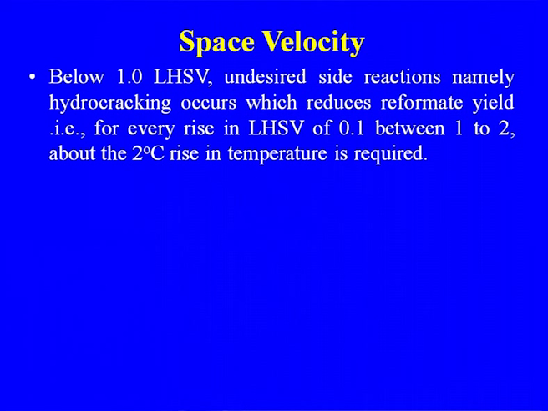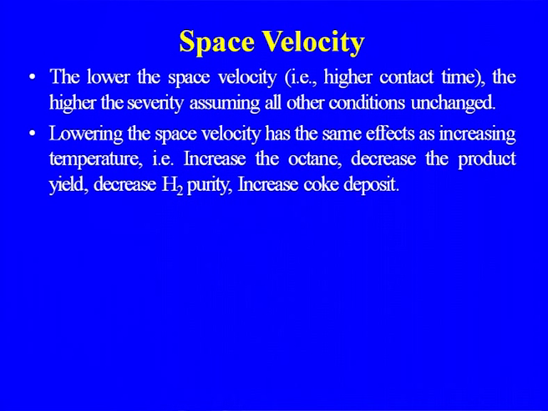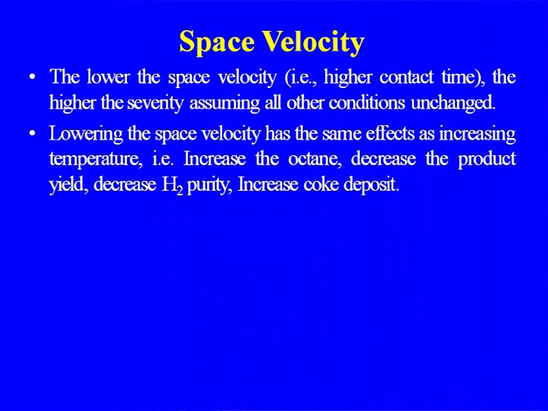Below 1.0 LHSV, an undesired side reaction, namely hydrocracking, occurs, which reduces the reformer yield. For every rise in the LHSV of 0.1 between 1 to 2, about a 2 degree centigrade rise in temperature is required. The lower the space velocity, the higher the severity, assuming all other conditions are unchanged. So lowering the space velocity has the same effects as increasing the temperature: increase the octane, decrease the product yield, decrease the hydrogen purity, increase the coke deposit.